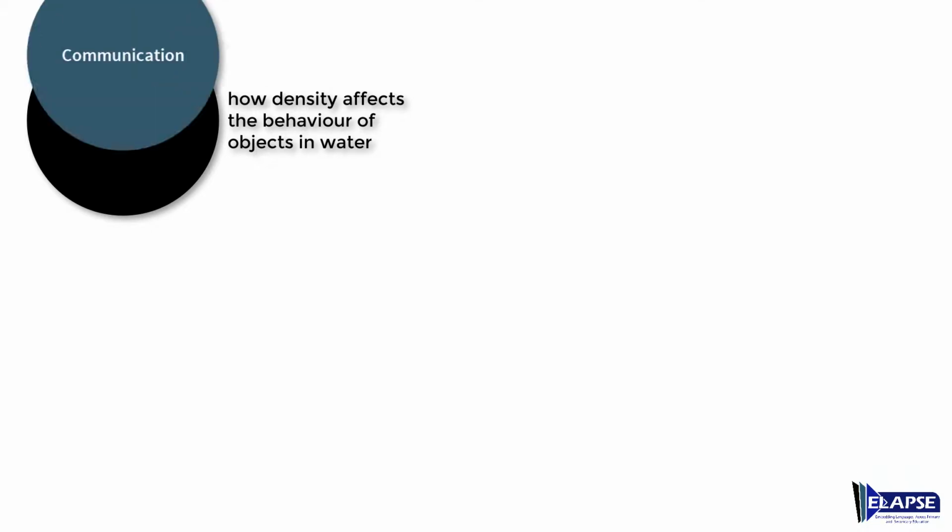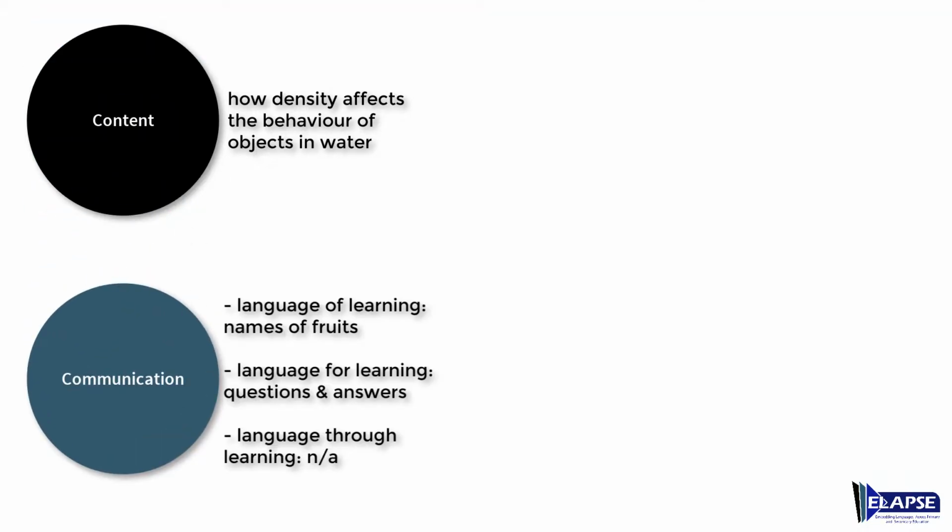The content of the lesson had to do with how density affects the behavior of objects in water. The language which was necessary to convey the content comprised the names of different fruits as well as appropriate questions and answers to describe different actions and to give reasons.